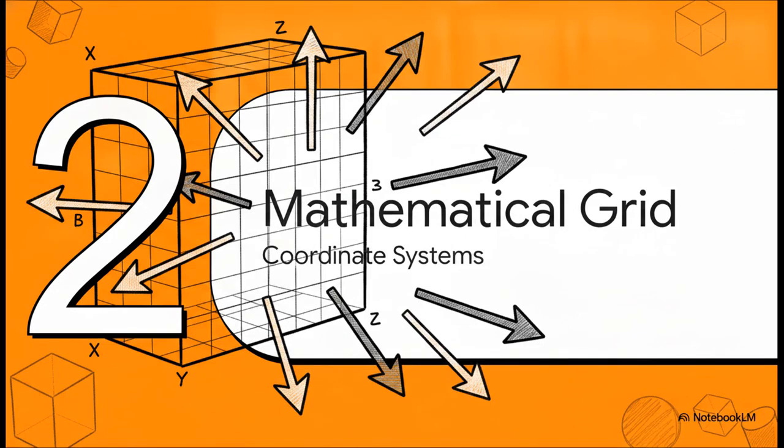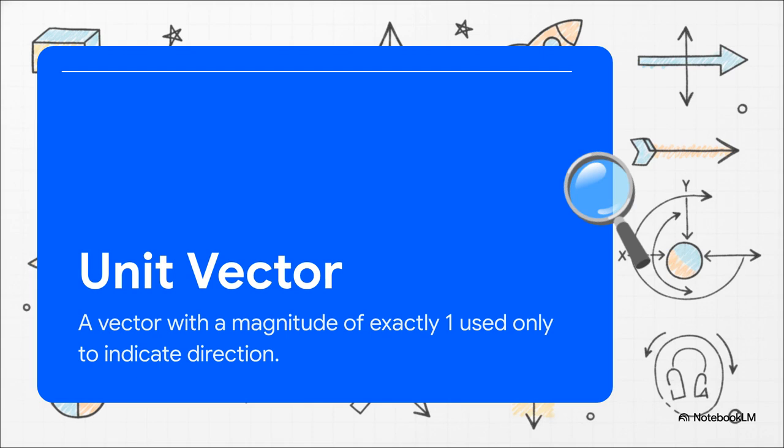Moving right along to section 2, the mathematical grid. So now that we know what vectors actually are, we need a standard coordinate system to map them out in three-dimensional space. The crucial question is, how do we describe direction in an equation without completely messing up the actual numerical values? Well, we use unit vectors.